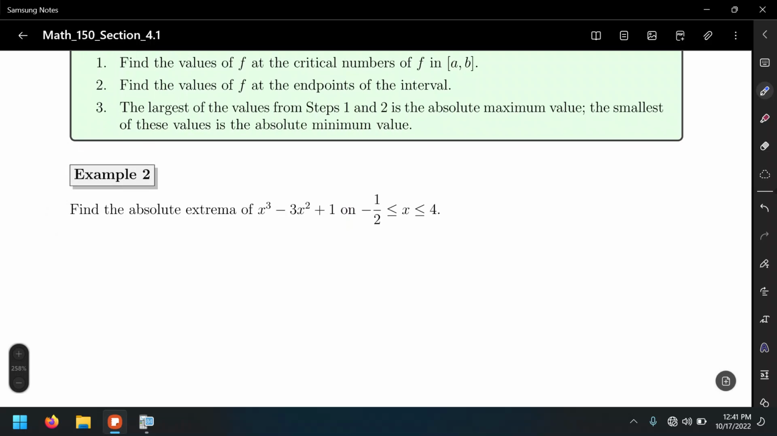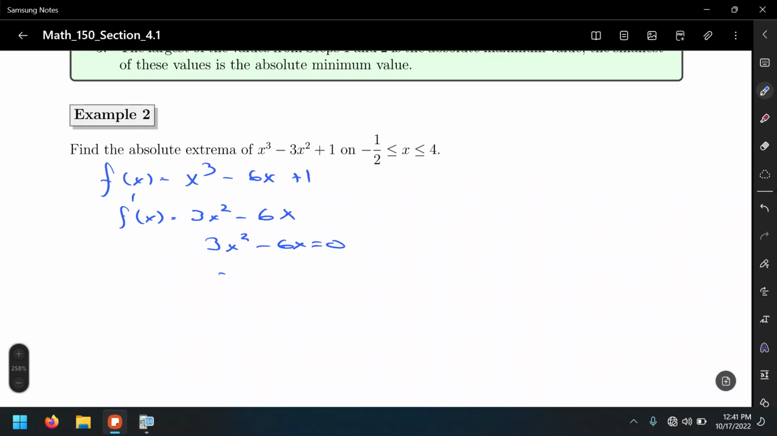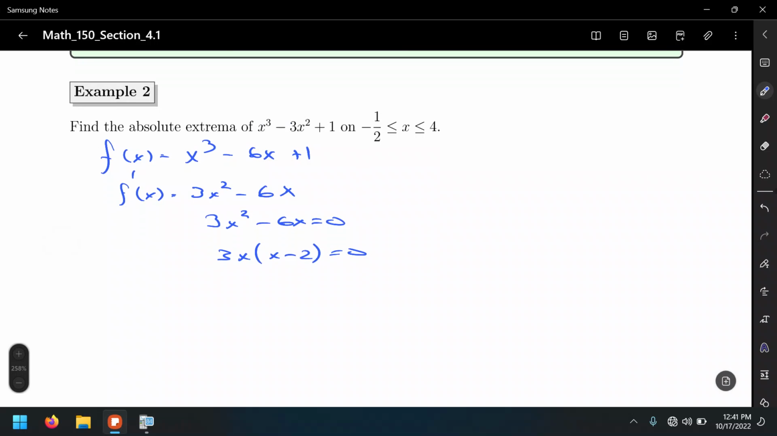So number one, let's have a look. I believe we already did this one, right? f of x equals x cubed minus 6x plus 1. f prime of x equals 3x squared minus 6x, all right? And set the derivative equal to 0. 3x squared minus 6x equals 0, and well, 3x times x minus 2. Yes, this is the same one we did before. From here, x equals 0 and x equals 2 were the critical values.